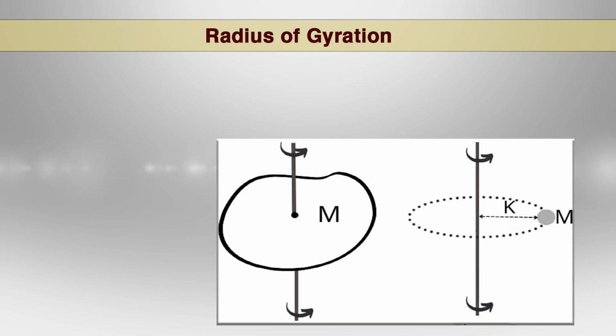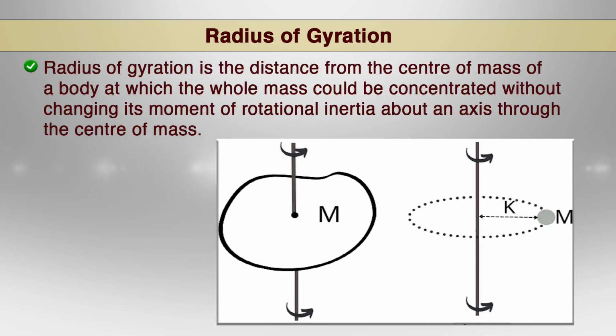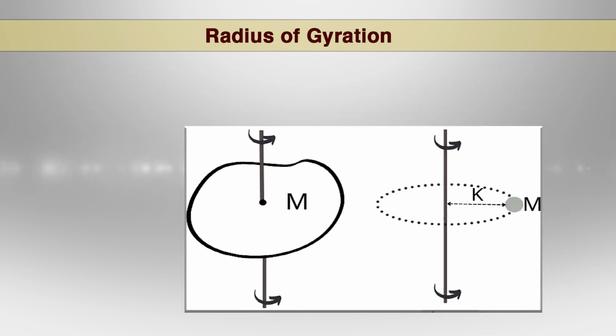The next definition which we are going to study is the radius of gyration. Radius of gyration is the distance from the center of mass of a body at which the whole mass could be concentrated without changing its moment of rotational inertia about an axis through the center of mass.